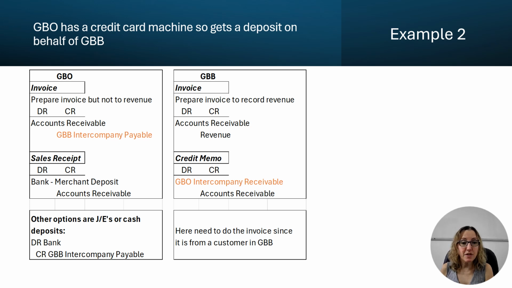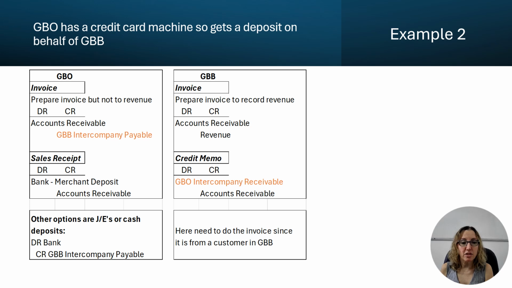Then when we receive the payment, we're debiting bank merchant deposit because it goes into the bank account at GBO, and we credit AR, so it's out of the system. Now, another option: if the customer comes in and makes the credit card payment, you could simply do it as a cash deposit where you code that to GBB intercompany payable. So there's no problem with doing that at all.